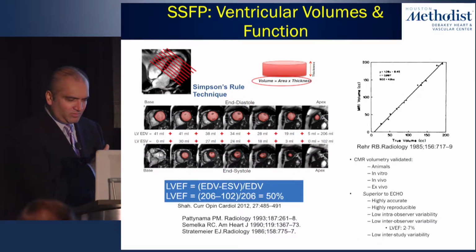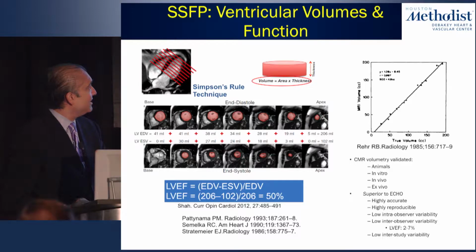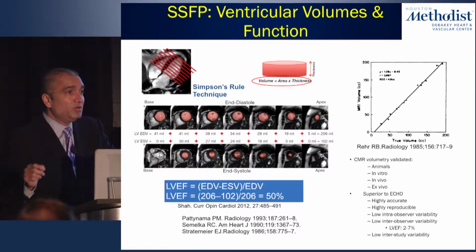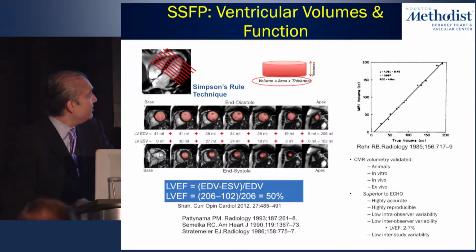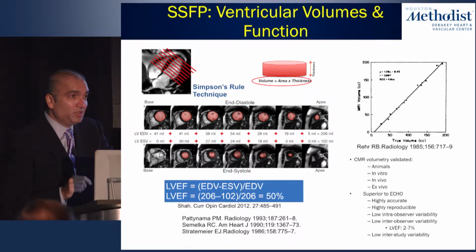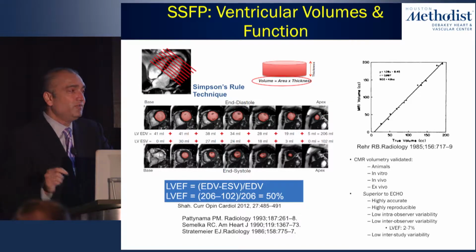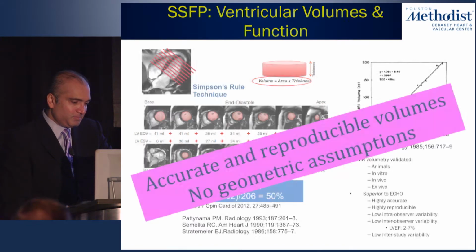And obviously there's a fair bit of validation data that goes back over the last probably 20 years or so, comparing it both in vivo as well as in the in vitro and ex vivo settings, showing, in fact, fairly high accuracy, reproducibility, and low intra and inter-observer variability for CMR measures of both volumes, end diastolic and systolic, as well as measures of ejection fraction.